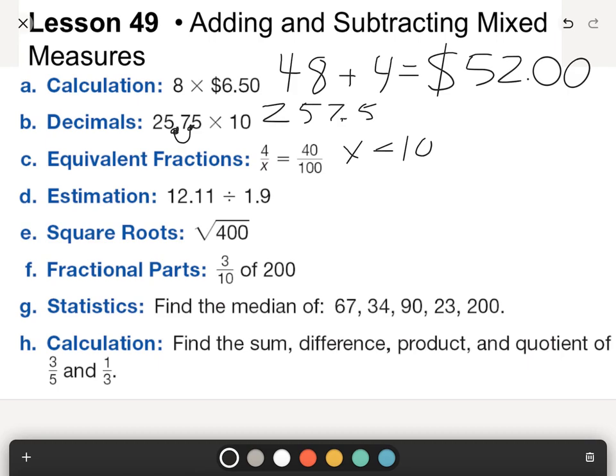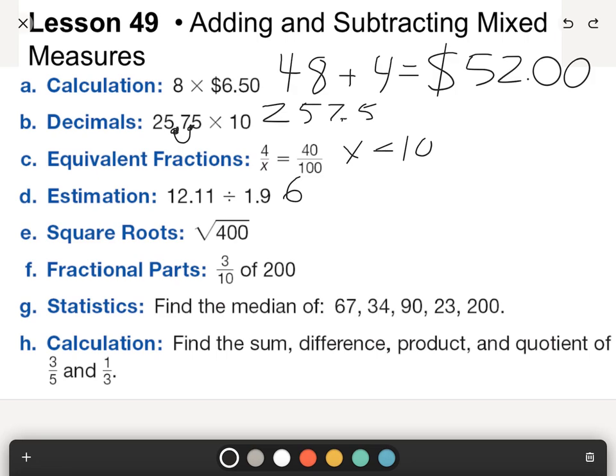All right, estimation. I know this one. It's just 12 divided by 2. Someday we'll have a day where everyone remembers that estimation just means you do not have to do the problem. As such, you can just simplify it into mental math.